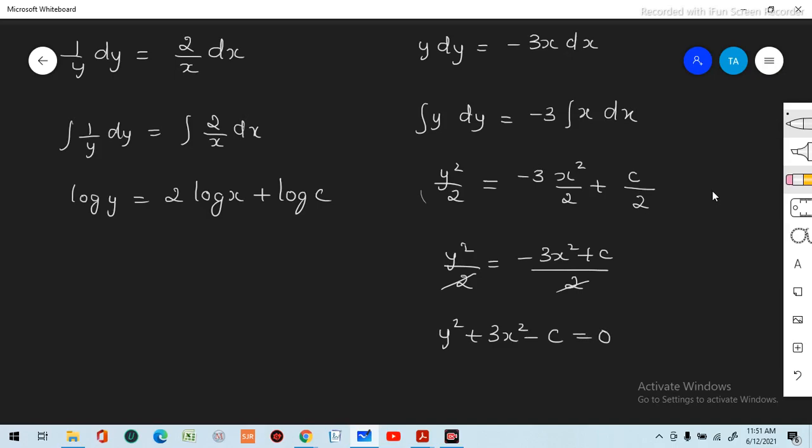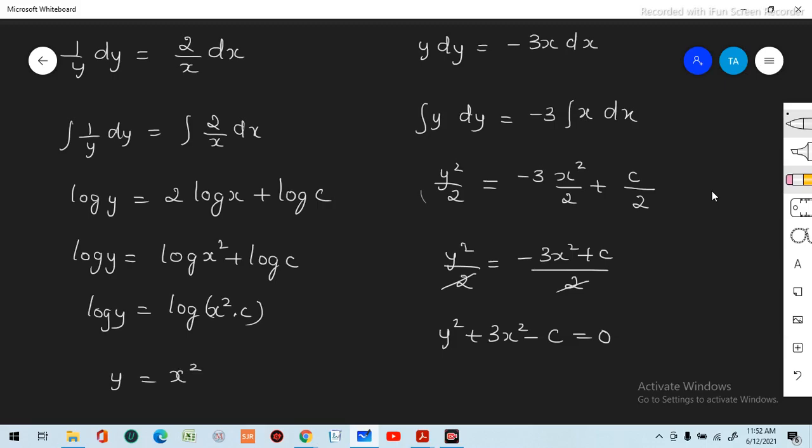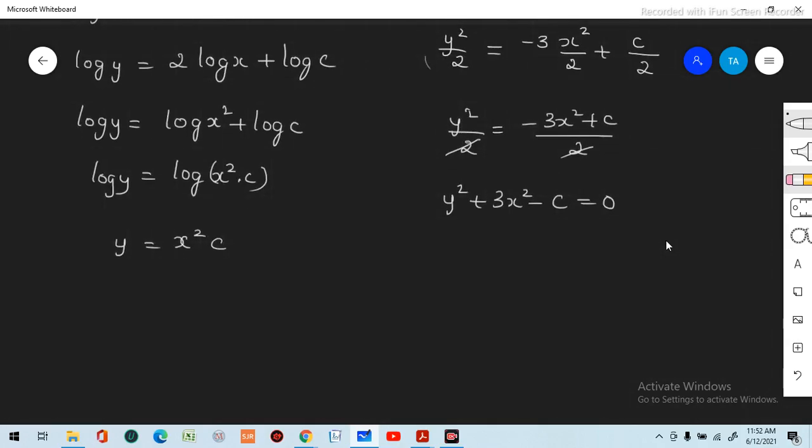How about the left hand side part? Here log y is equal to we have. Okay, first we'll write log y as it is. Tell me now, how can we write this? Log x square plus log c. Yes, log x square plus log c. How about the next one? Log x square into c. Into c. On the left hand side I have log y. So this is y is equal to x square into c. So this can be written as y minus x square c is equal to 0.